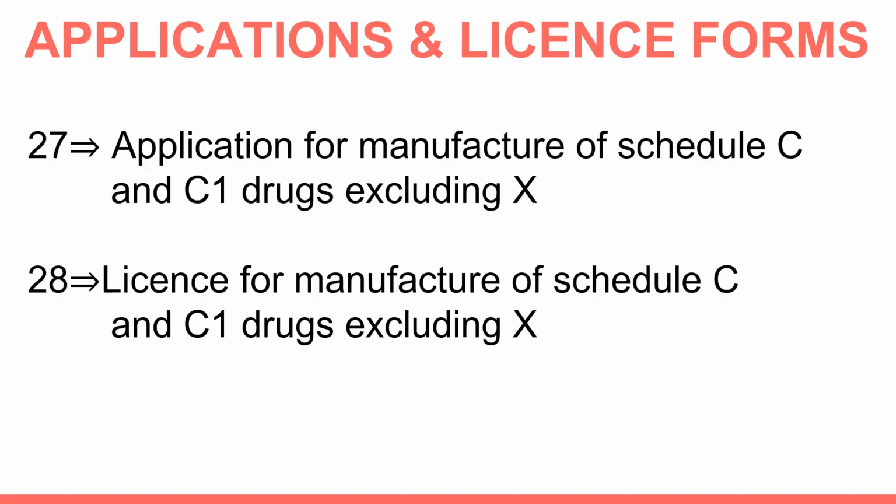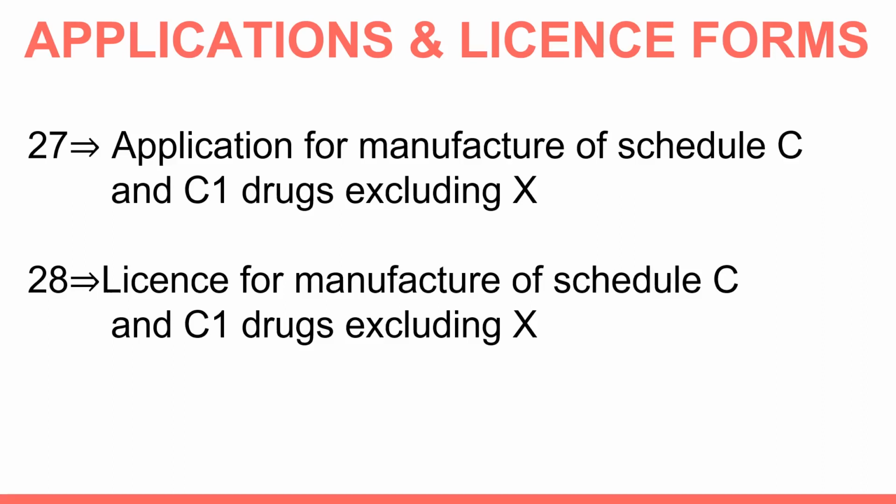Now we see another similar pattern. 27 is the application form for getting a license to manufacture Schedule C and C1 drugs excluding Schedule X drugs. And if you submit an application in 27, you will get the license in form 28. That is, license to manufacture Schedule C and C1 drugs excluding Schedule X.